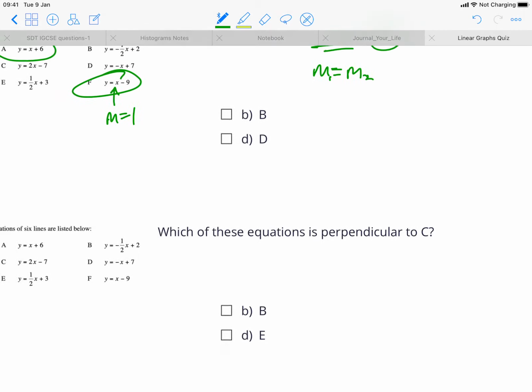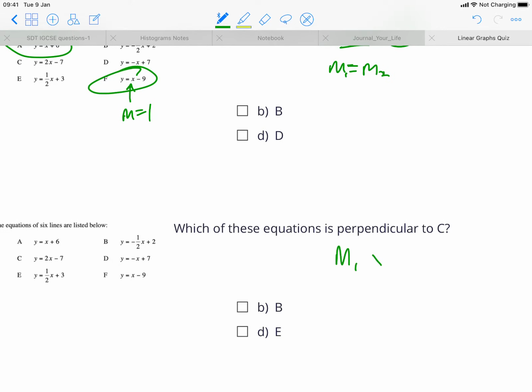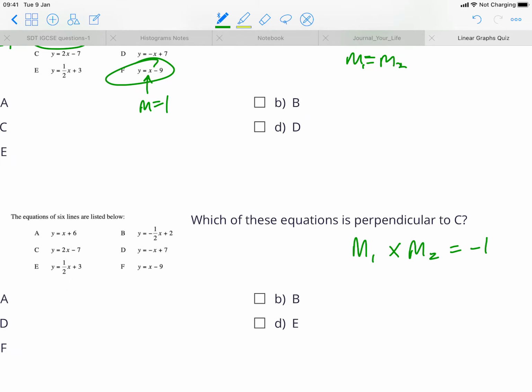Next one, which of these two is perpendicular? That means when we multiply the two gradients together, we should get negative 1. It also means if we divide negative 1 by one of the gradients, we get the other one.